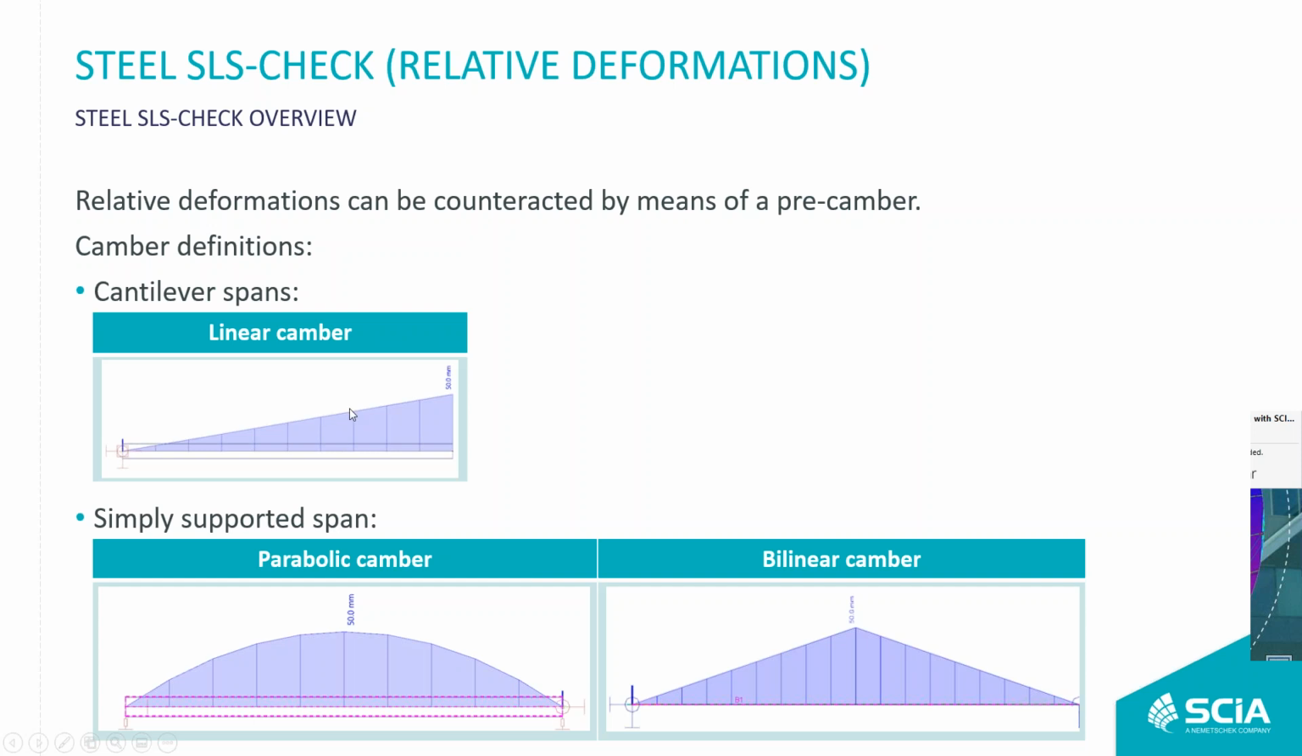There's also a way to counteract your deflections by introducing pre-camber. There are 3 types. For a cantilever, there's only one, a linear one. You can imagine it as putting your entire beam under an inclination, like this, for example. So this means that the deformations can go up to 50 millimeters before it becomes horizontal, for example. The same can be done for a fixed span, which you see right here, either by a parabolic camber or a bilinear camber. This is often achieved by welding 2 beams with each other in the middle, for example.